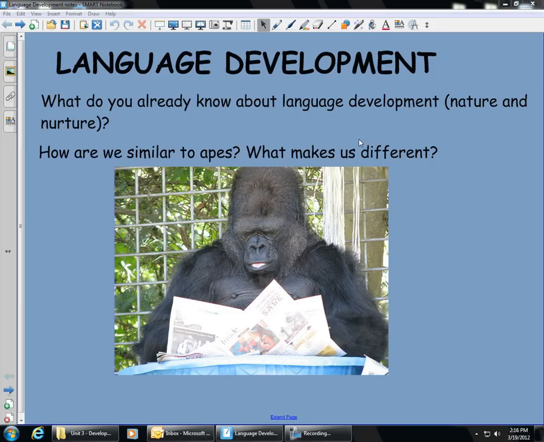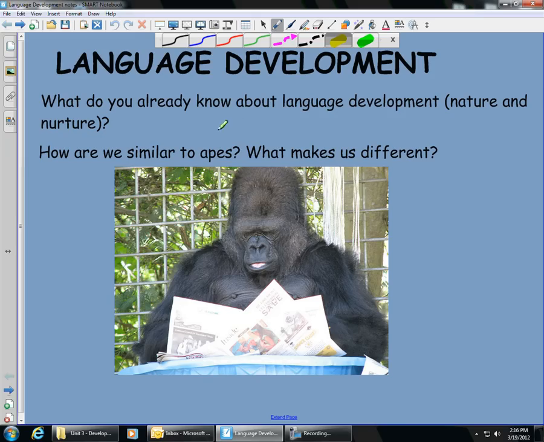So when we're talking about language development, one of the ideas that we'll talk about is windows of opportunity. The idea that we are wired to learn language, but unless we do something with that wiring, we will not develop language. And that seems to make sense. We call that in school learning.